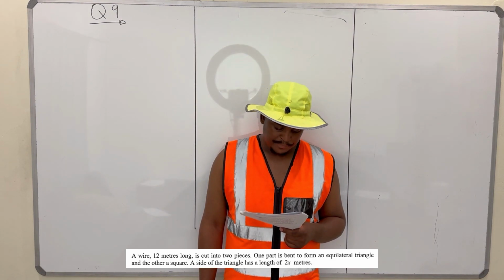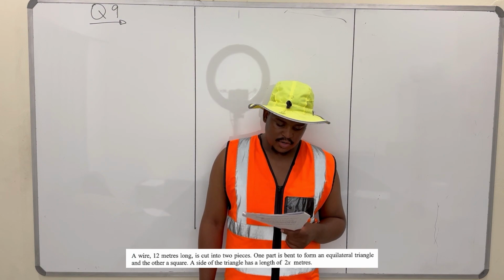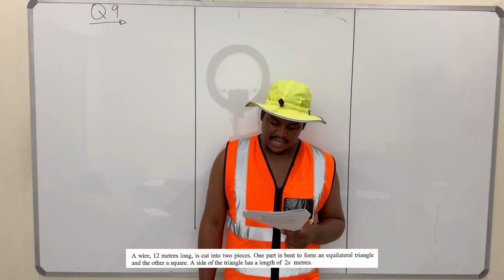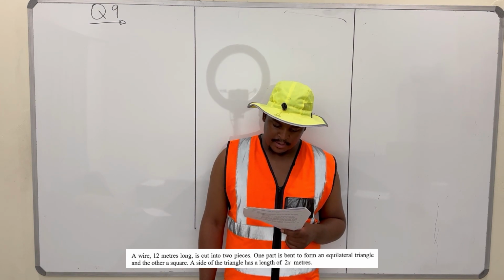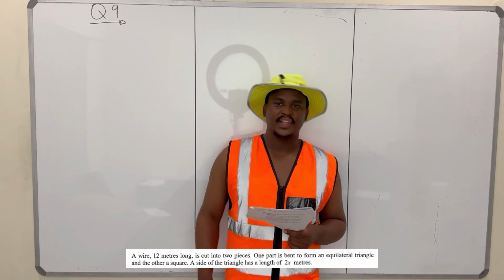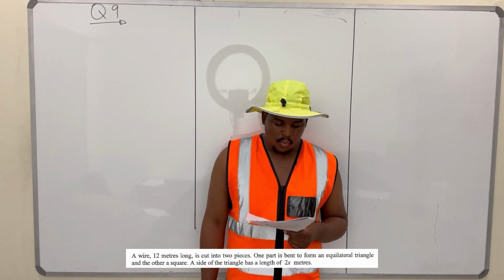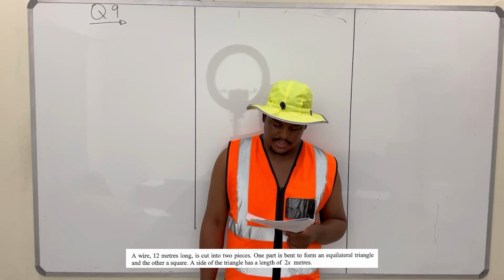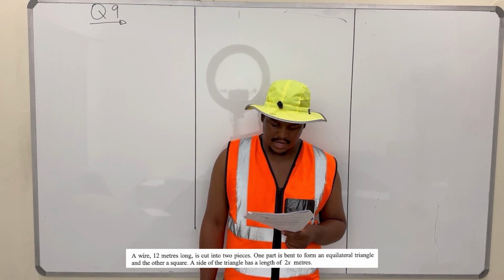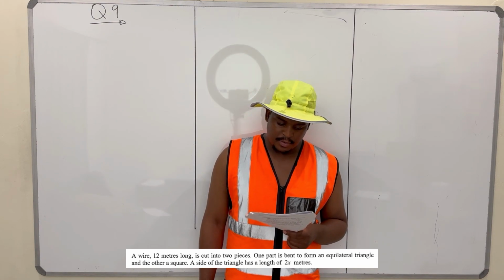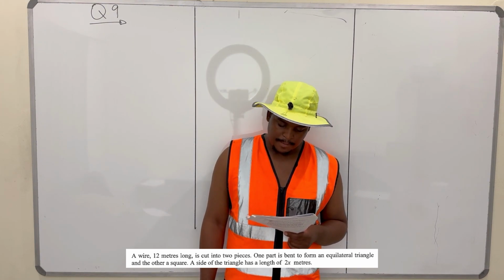So let's go. They are saying, a wire 12 meters long is cut into two pieces. One part is bent to form an equilateral triangle, and the other a square. A side of the triangle has a length of 2x meters. Let's read this again. A wire 12 meters long is cut into two pieces. One part is bent to form an equilateral triangle, and the other a square. A side of the triangle has a length of 2x meters.